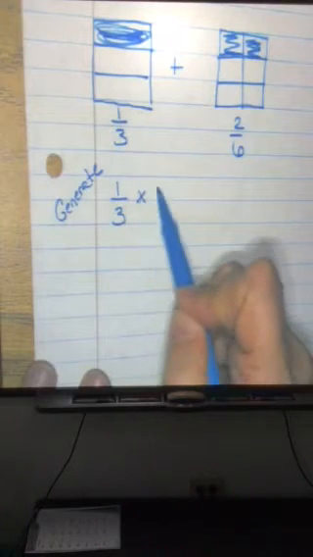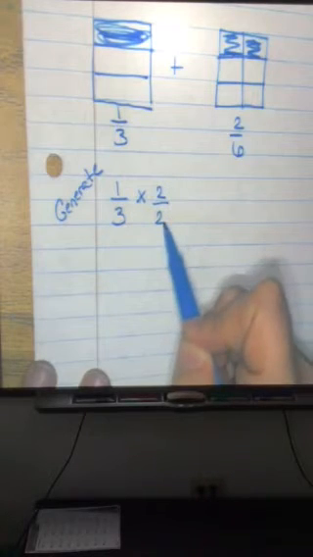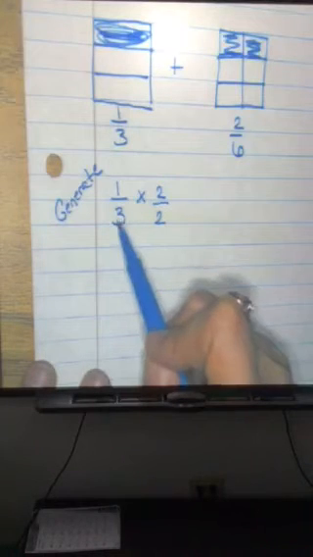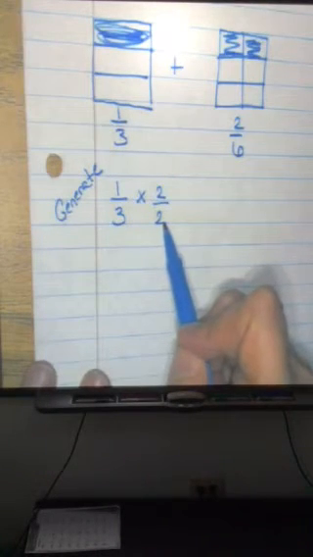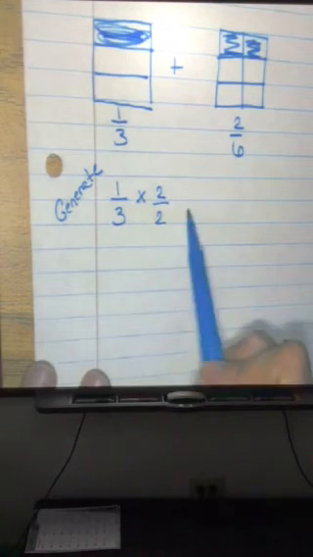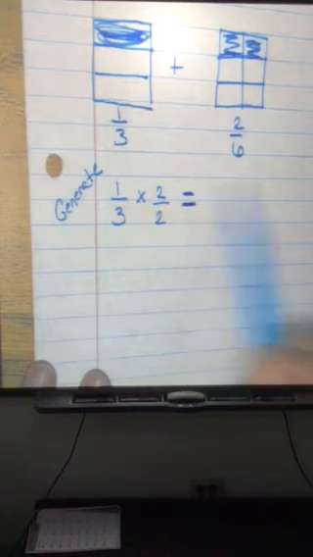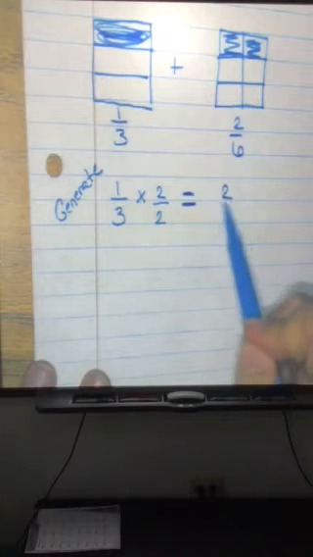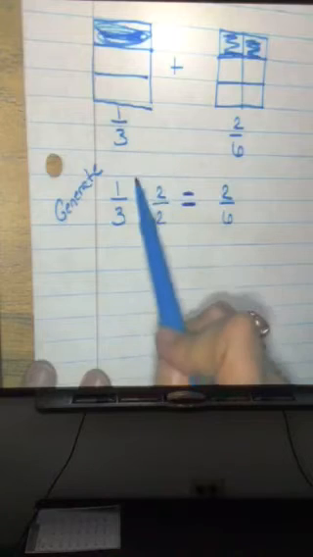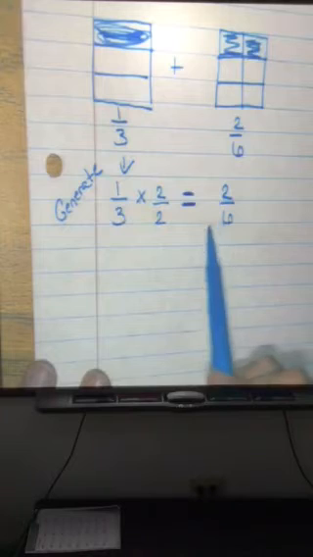And I know that I can do this by multiplying 2 over 2, which when my numerator and denominator are the same, that is 1 whole. And anytime I multiply a number by a whole, by 1, the identity property tells me I get that same number. And that's helpful with fractions because it can change it to the form I need. 1 times 2 is 2. 3 times 2 is 6. So I have changed my fraction into 6 and got the equivalent fraction, which is 2/6.